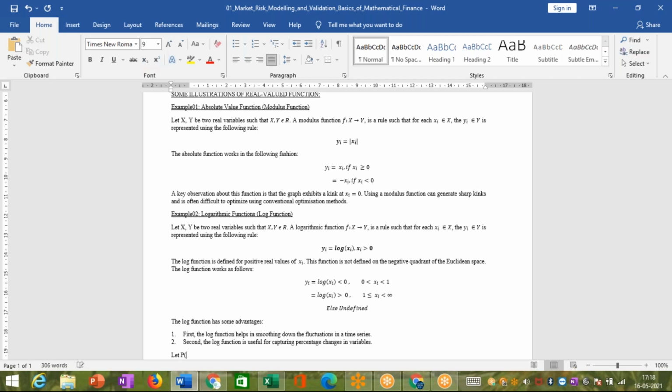Let PT be the price of an asset at time t, which generates a time series variable over the time period.